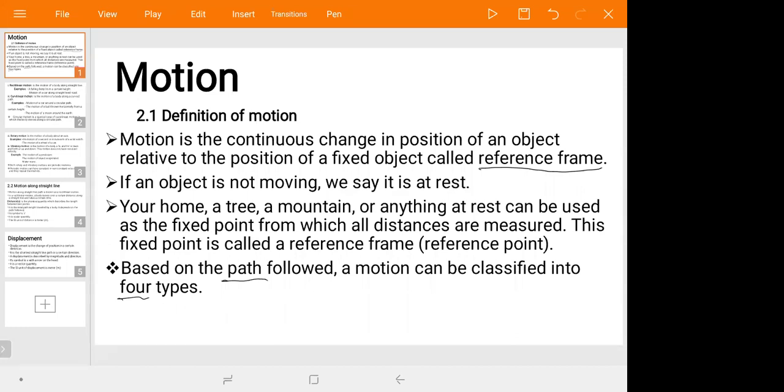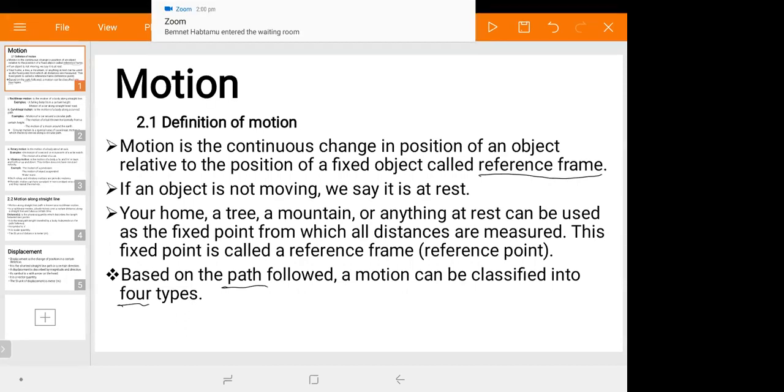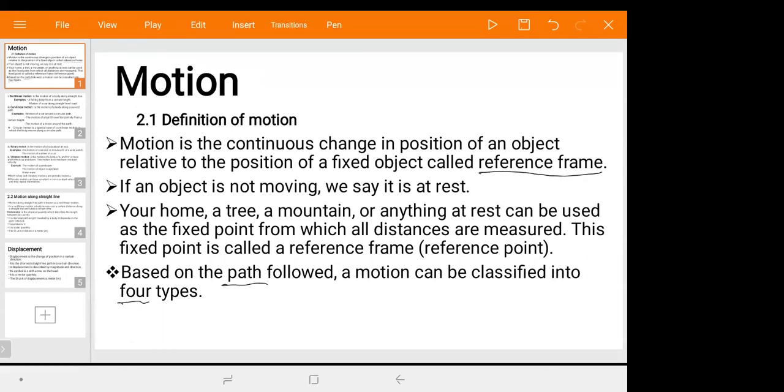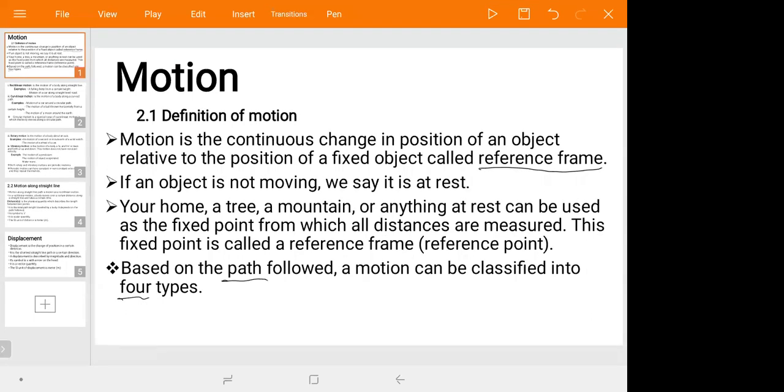vibratory motion, and rotary motion. We will see these one by one. What is an example of rectilinear motion? What is curvilinear motion, vibratory motion, and rotary motion? We will see them one by one.